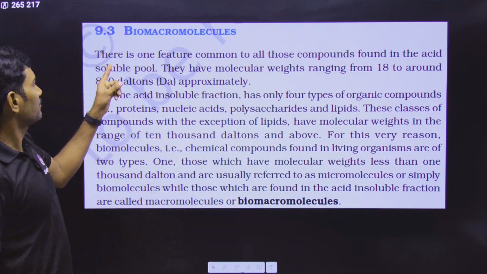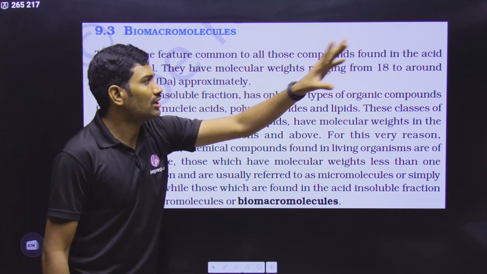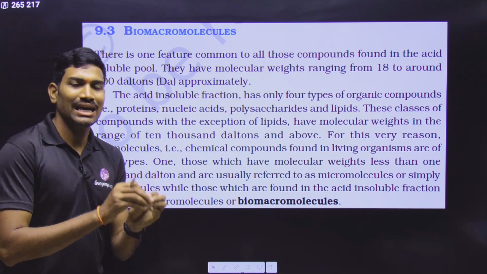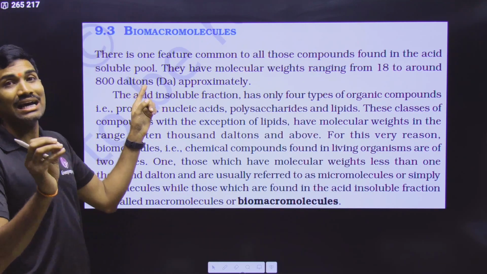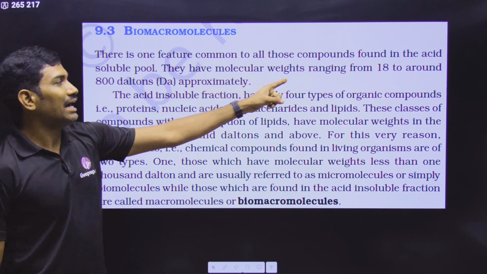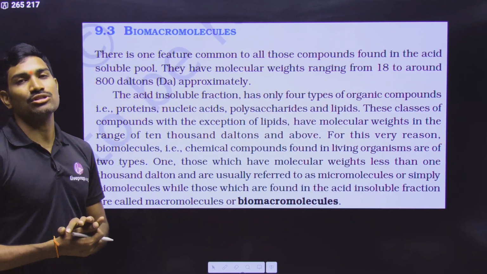So now let us see again. There is one feature common to all those compounds found in the acid soluble pool. Those compounds that are present in the acid soluble pool, for them there is a common feature. What is that common feature for the acid soluble pool? They have molecular weight ranging from 18 to 800 Daltons approximately.